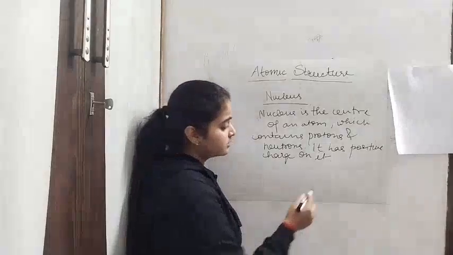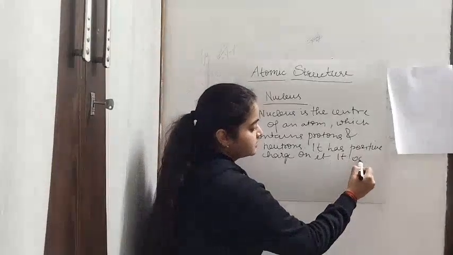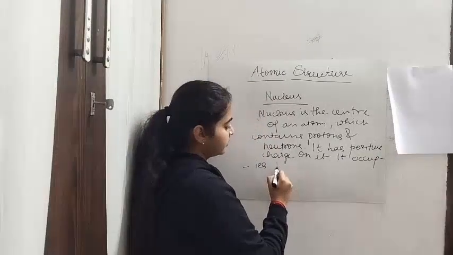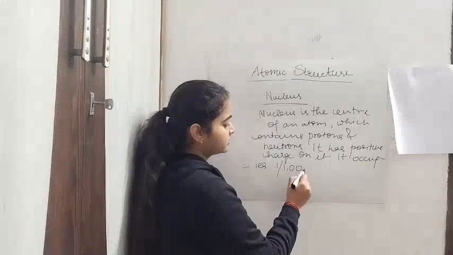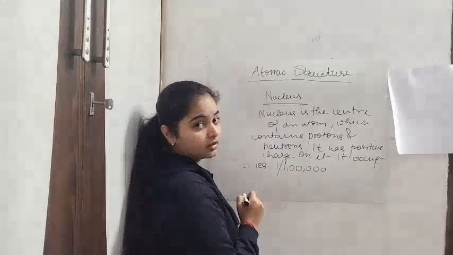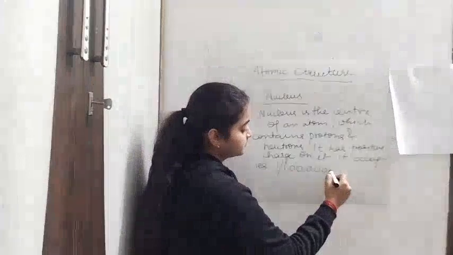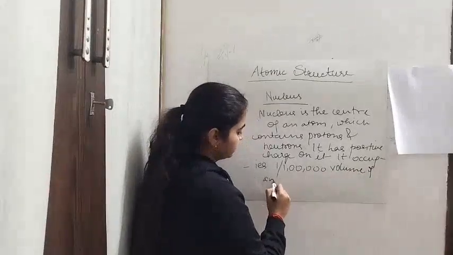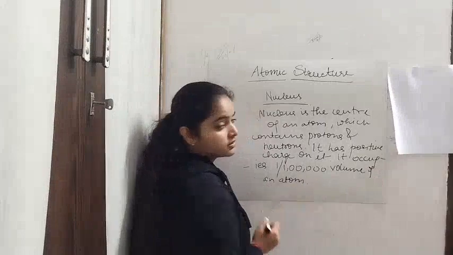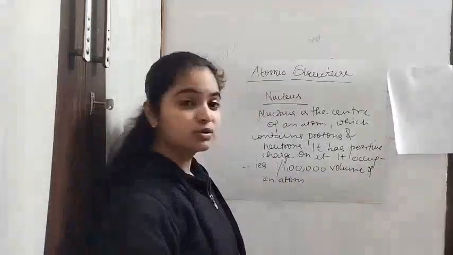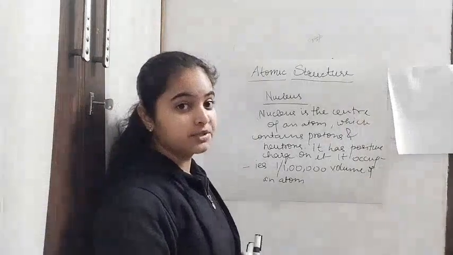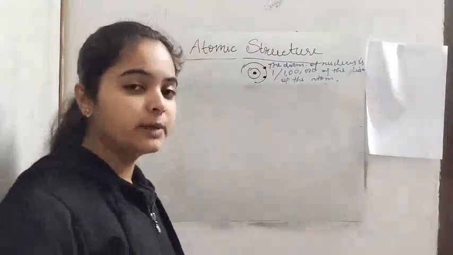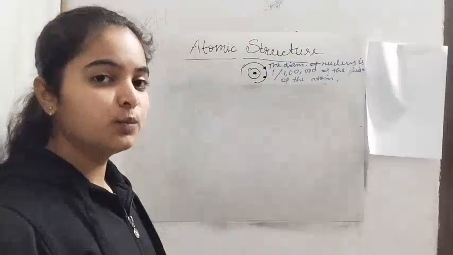Further, we can also add that it occupies 1/1 lakh part of volume of an atom. This is the most interesting fact about an atom. Most of the space inside an atom is empty. So this was about the nucleus. The nucleus is a very important part of an atom. So write down some points about this.